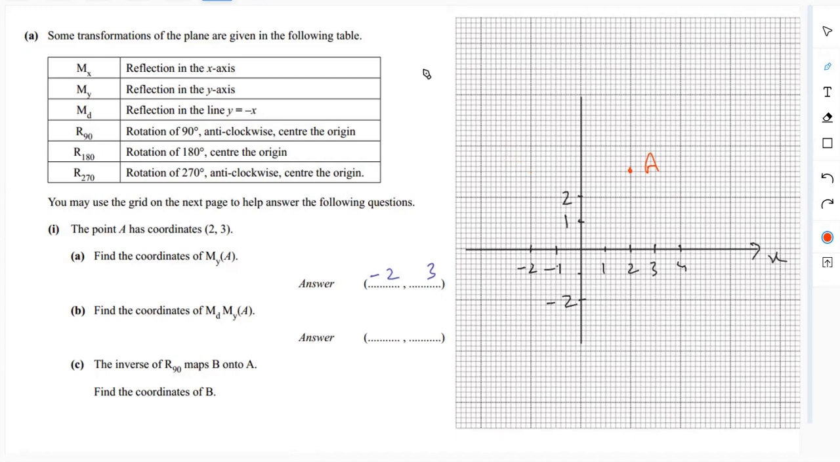Okay, now the next thing is important. Find the coordinates of Mx My of A. Now let's think about this. Remember, it's a combination of transformations. We've got two transformations being applied together. Now the one that is applied to A first is My. That is being applied first.